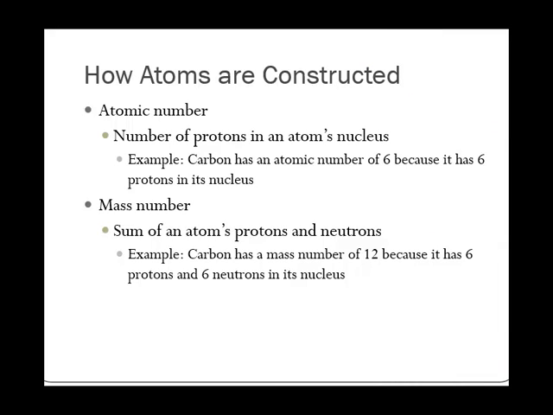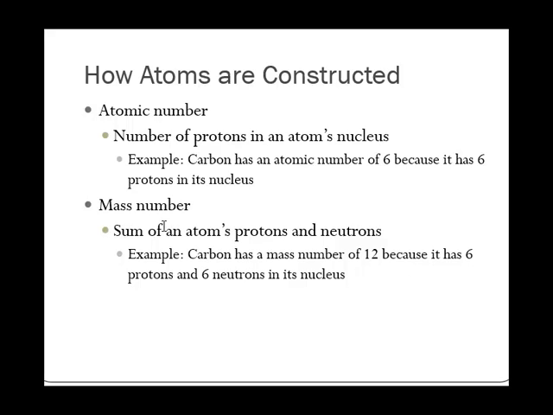The atomic number of an atom is the number of protons. In fact, every atom is defined by how many protons it has. An atom with 1 proton is hydrogen. An atom with 2 protons is helium. An atom with 3 protons is lithium, and then beryllium, and so on. So carbon has an atomic number of 6 because it has 6 protons in its nucleus. Any atom with 6 protons is inherently considered carbon.